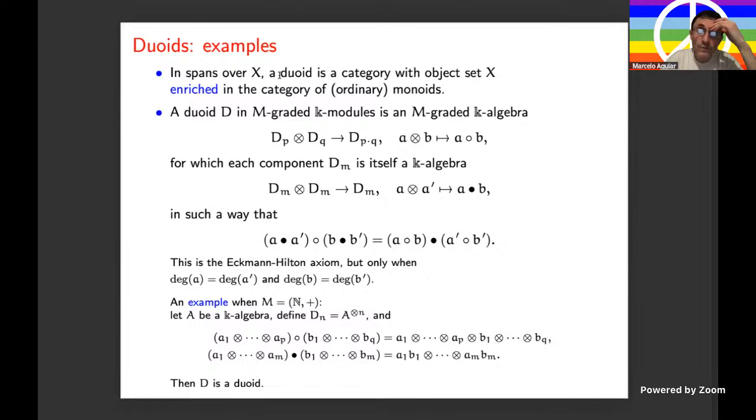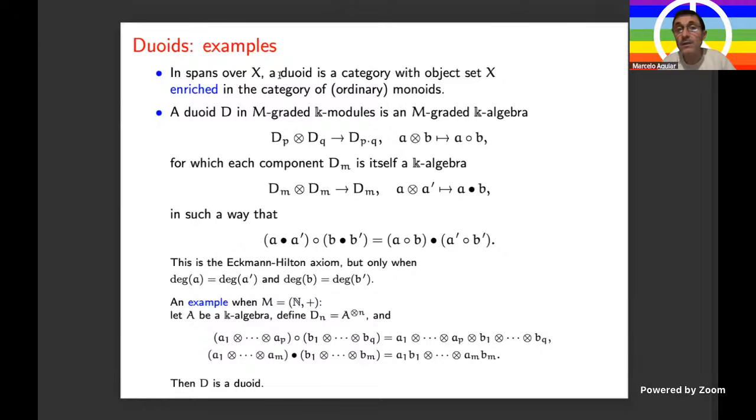So a duoid should be something more special than a category, because a duoid is in particular a monoid with respect to the first operation. So it should be a category with object set X plus something else. And the plus is simply this. It is a category enriched over the category of monoids. So that's a nice example in which we can understand what a duoid is.